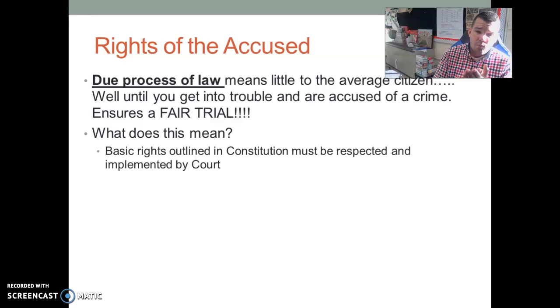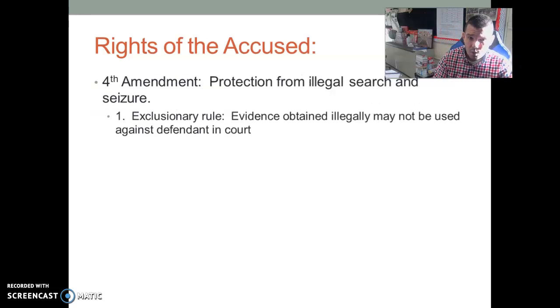It means that the basic rights outlined in the Constitution must be respected and implemented by the court. The court systems have to uphold and protect your basic rights, and respect and implement that throughout every stage of the process. That's what due process of law is. You have the right of due process of law, from the criminal aspect, from being arrested all the way through the trial. So you see that through the Fourth Amendment.